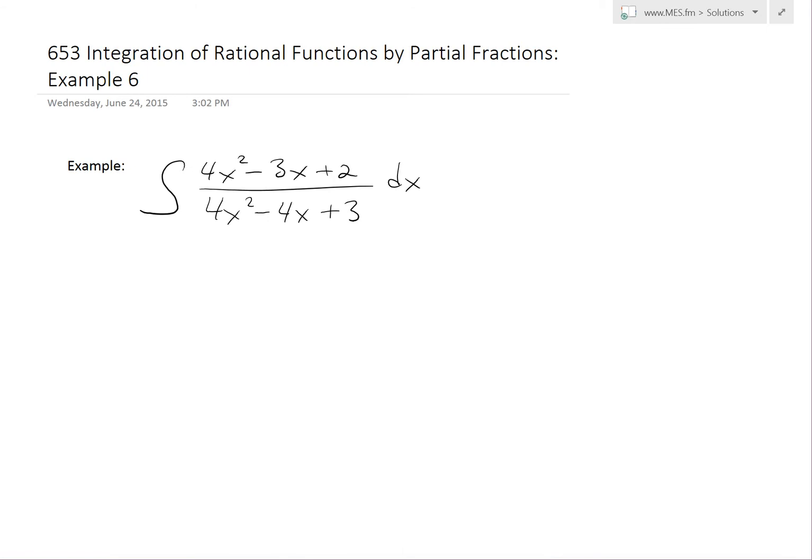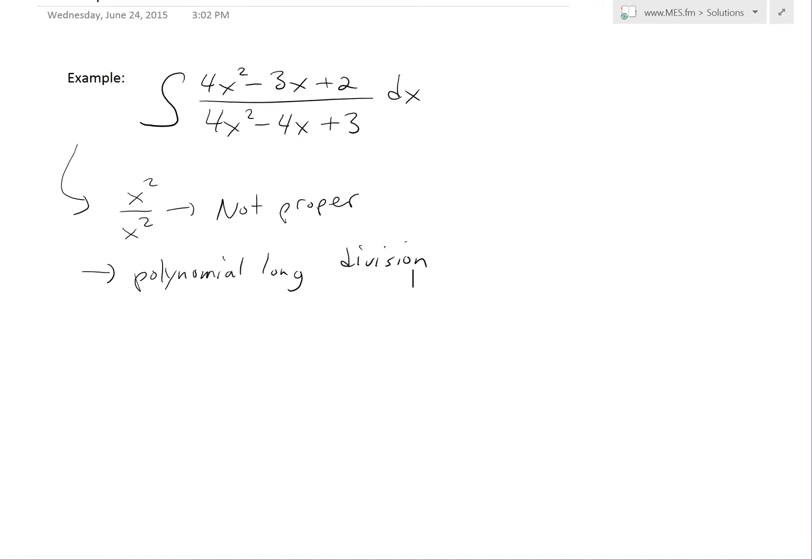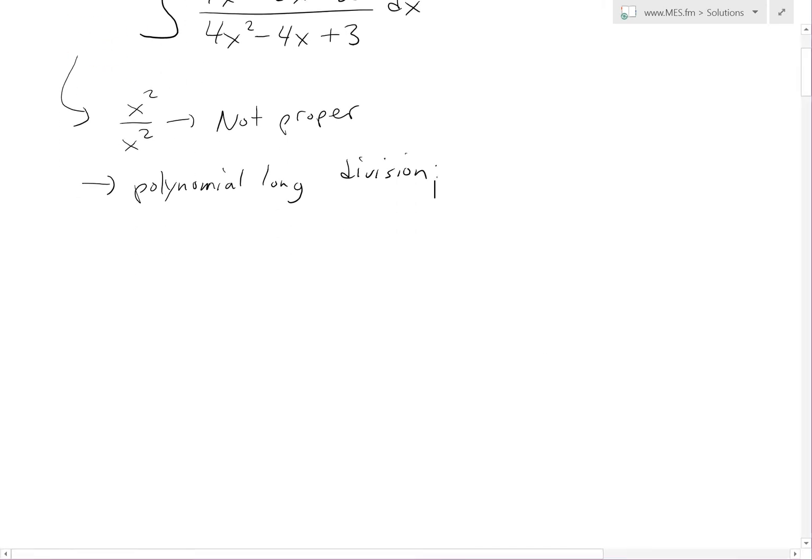Now if we were to use partial fractions, the first thing we need to realize is that this is not a proper fraction, because the numerator has an x squared, and the denominator has an x squared as well. Since the denominator is not a higher degree than the numerator, this is not proper. Like I showed in my earlier videos, if this is the case, we first need to use polynomial long division. So we first divide this out to make it a simpler fraction.